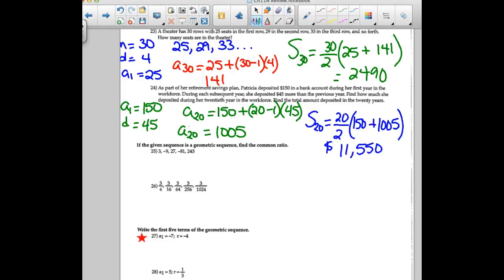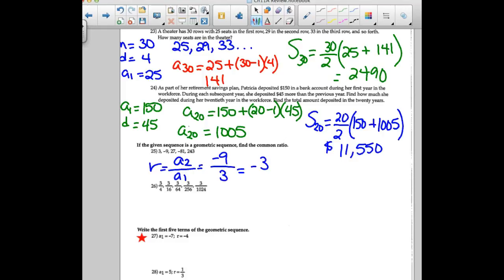Question 25, it says if the given sequence is a geometric sequence, find the common ratio. To do that, remember, we just take second term divided by first term. So -9 divided by 3, our common ratio would be -3.